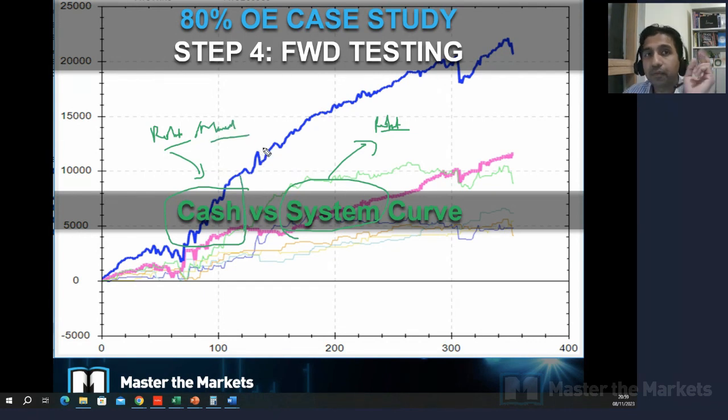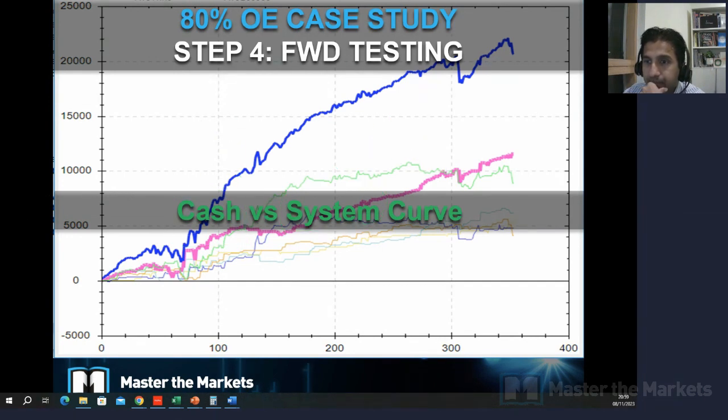Now, out of these two measurements, system is the ideal scenario, what will happen on the robot. Out of this, traders, you get two types of curves. One is, as I said, your system curve, and the other one is a cash curve.